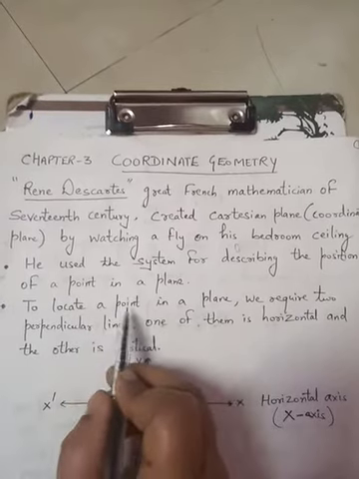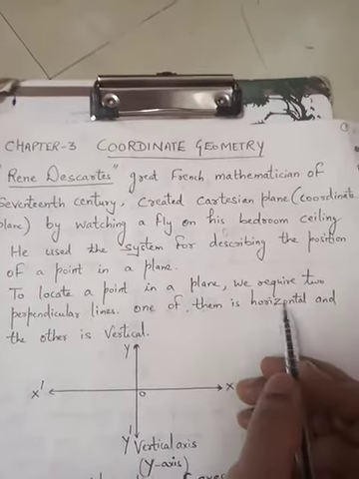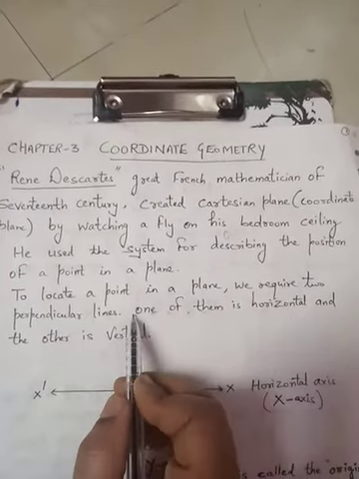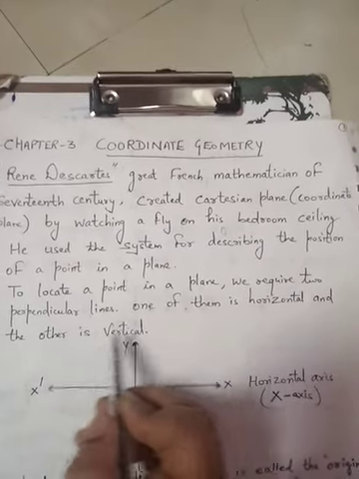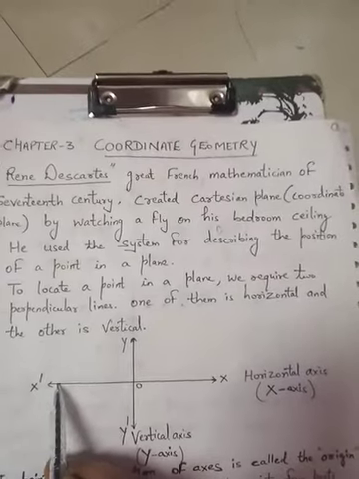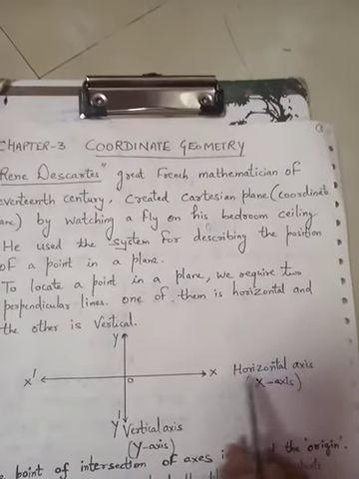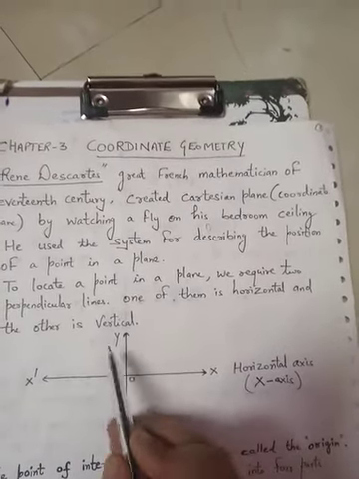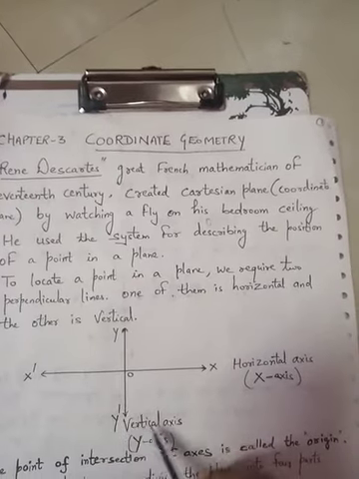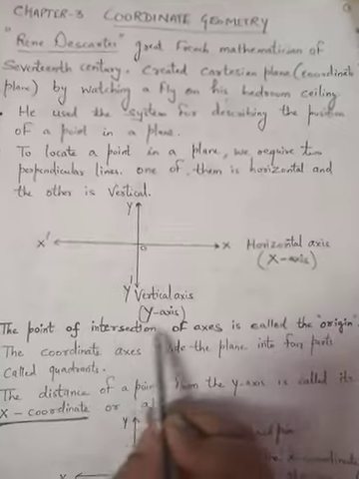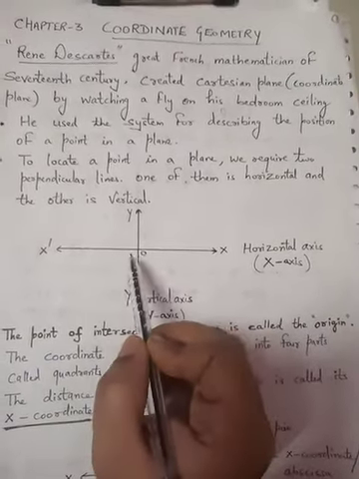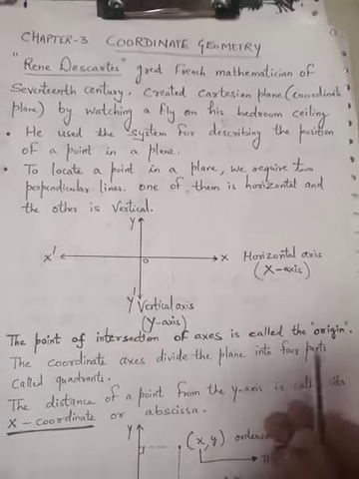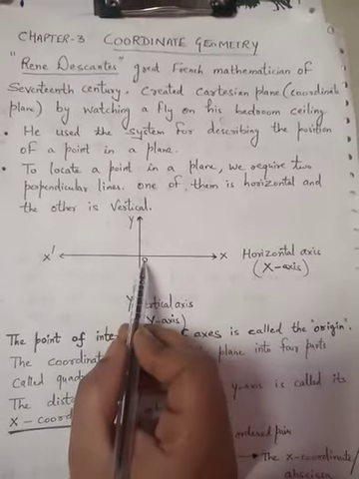To locate a point in a plane, we require two perpendicular lines. One of them is horizontal and the other is vertical. This is your horizontal line, which you call the x-axis, and this is your vertical line, which you call the y-axis. The point of intersection of the axes, where these two axes intersect, is called the origin and it is denoted by O.